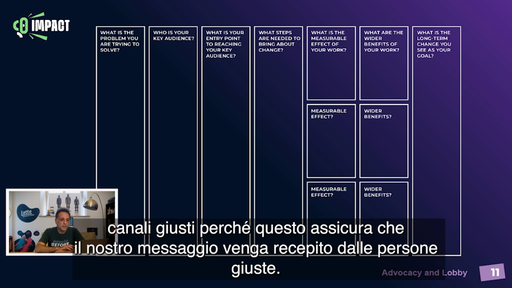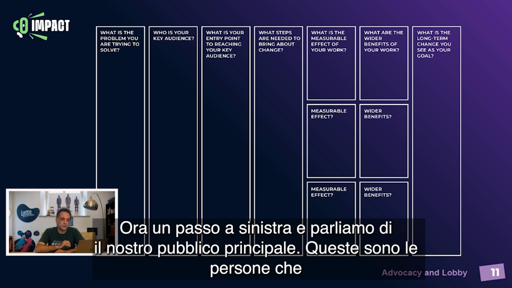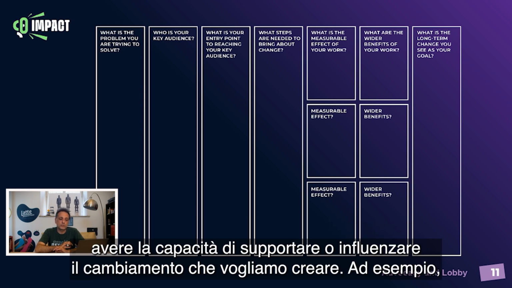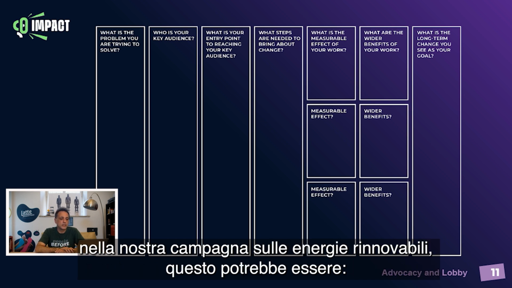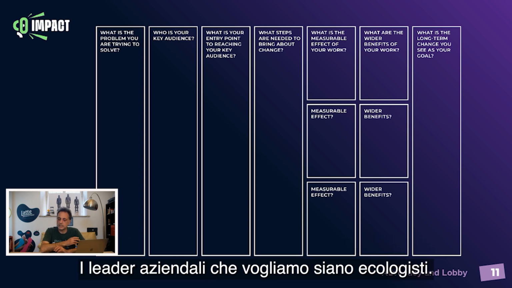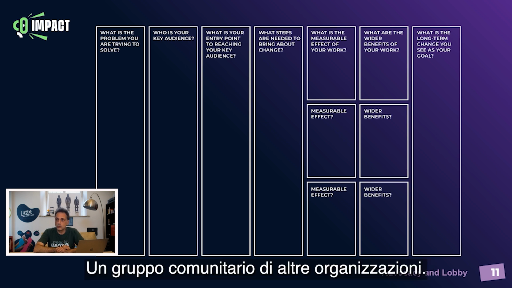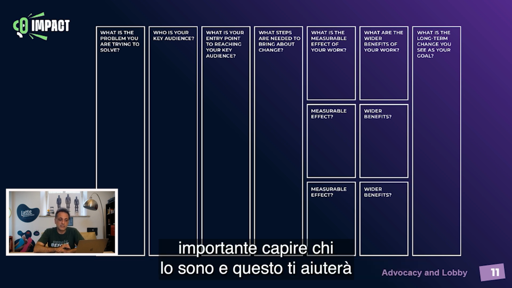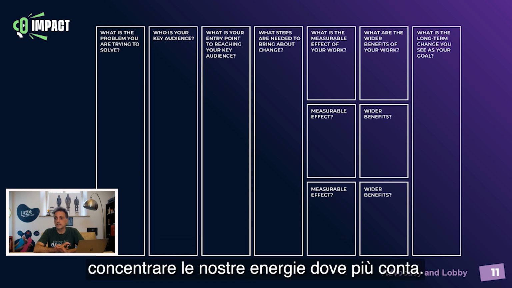Now, one step to the left, and we talk about our key audiences. These are the people who have the ability to support or influence the change we want to create. For example, in our renewable energy campaign, this could be the policymakers in the city hall, or the business leaders that we want to go green. It can also be journalists or community groups or other organizations. It's very important to understand who they are, and this will help us focus our energy where it matters the most.